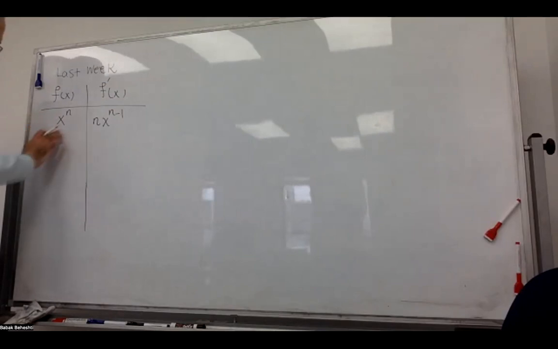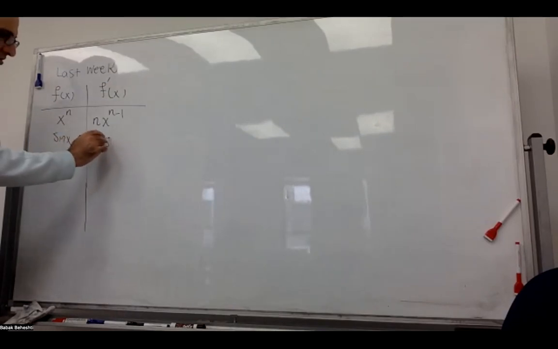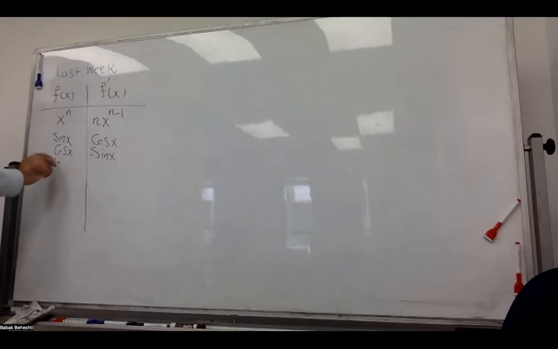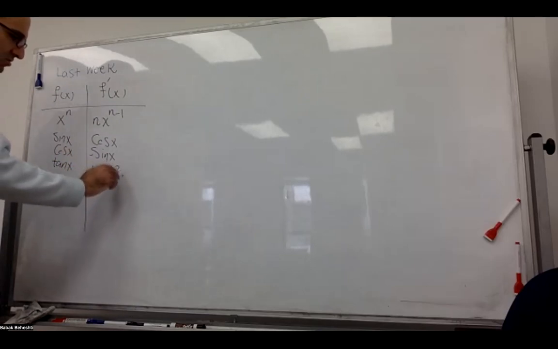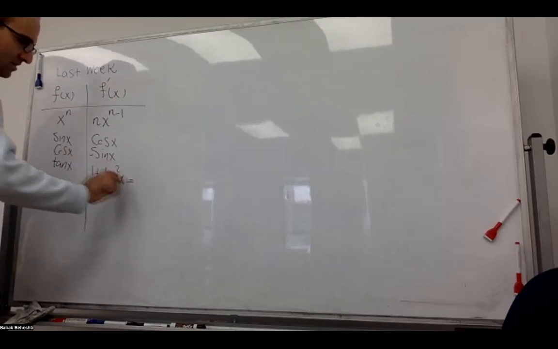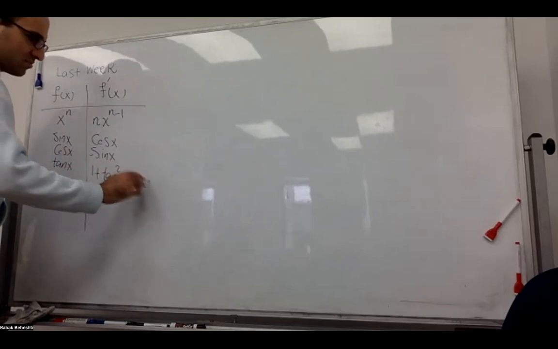For f of x equal to sine x, f prime is cos x. For cosine x, f prime is minus sine x. For tangent of x, f prime is 1 plus tangent square of x. And this is equal to secant square.